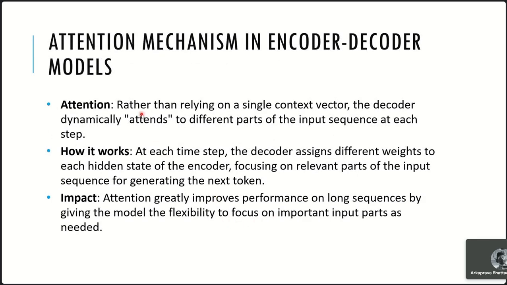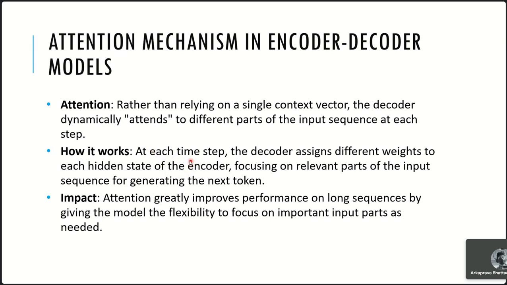Okay. So attention is, rather than relying on a single context vector, the decoder dynamically attends to different parts of the input sequence at each step. That is, at each step, the decoder assigns different weights to each hidden state of the encoder. Okay, focusing on relevant parts of the input sequence for generating the next token. And attention here greatly improves performance for long sequences.